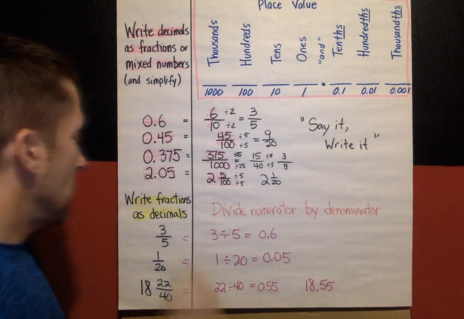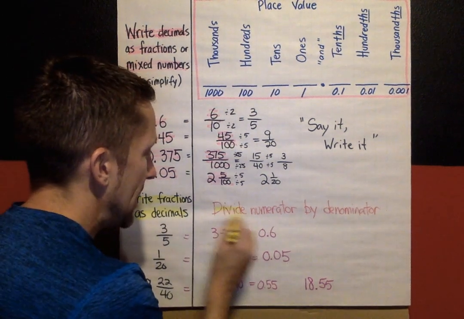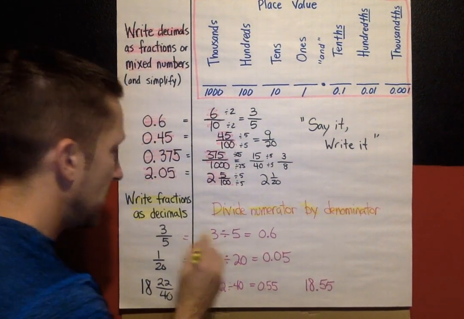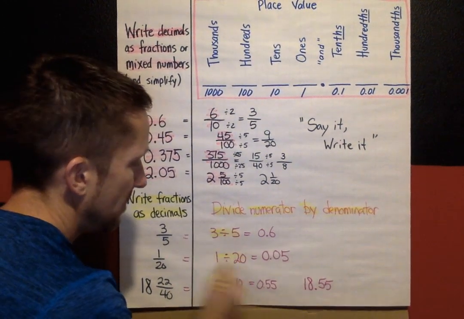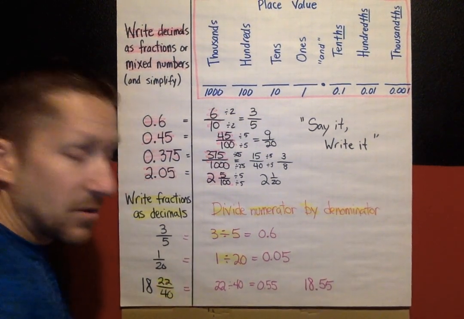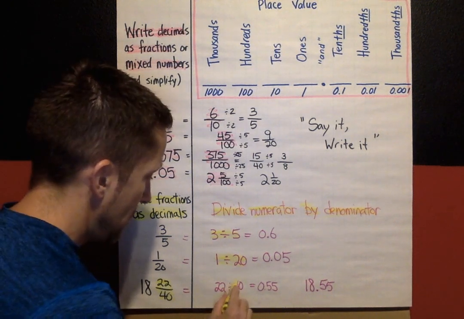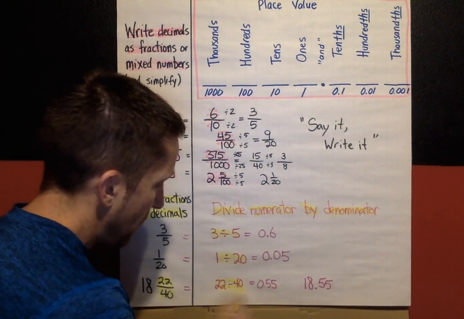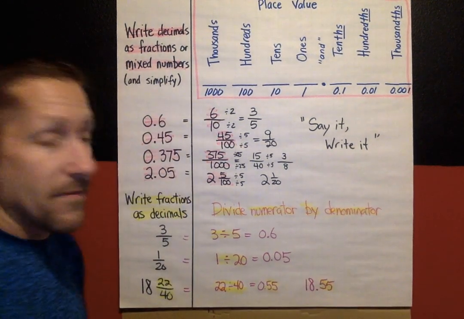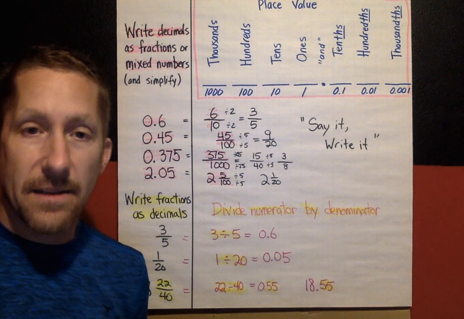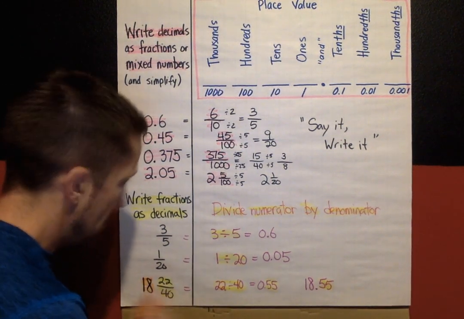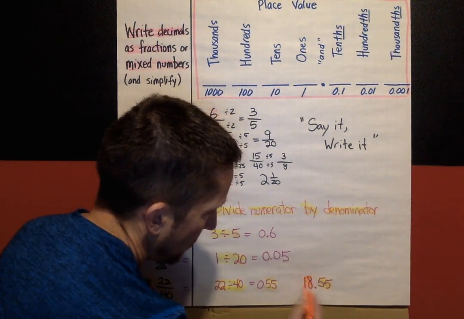All right, so fraction to decimal, divide numerator by denominator. Always, always your strategy. Top number divided by the bottom number. So here I've got two parts. There's 22/40. 22 divided by 40 turns into this, the 0.55, and I still had a whole number 18, and that just shows up right there.